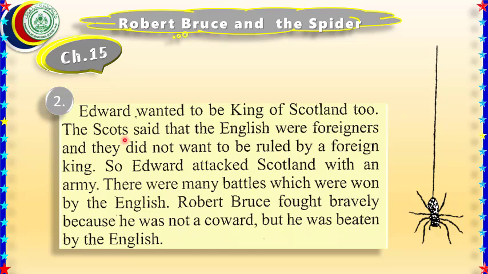Robert Bruce. The Scots, the people of Scotland, said that the English were foreigners and they did not want to be ruled by a foreign king. The people of Scotland said, we don't want Edward I to be our king because he is an Englishman and we don't want him as our king.